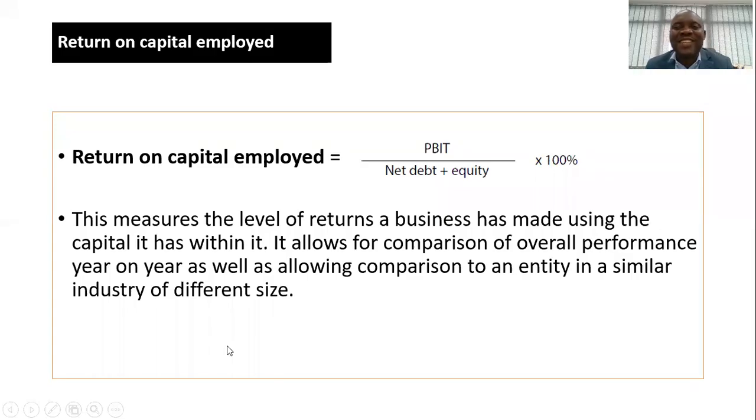So now it's on return on capital employed. I've already mentioned this measures the level of returns a business has made using the capital it has within it. So you can actually check and say, okay, these returns have made 10%. What is the target? What's the industry norm? Instead of this capital that we have put into this business, suppose we had put it in treasury bills, what would it be? And you start comparing the numbers. And that's the beauty about financial analysis.